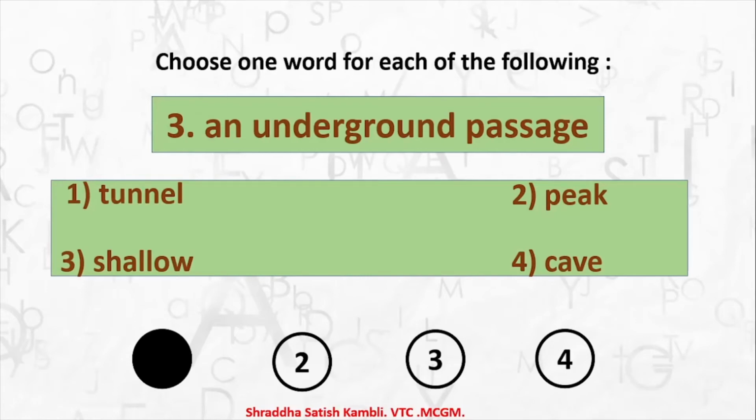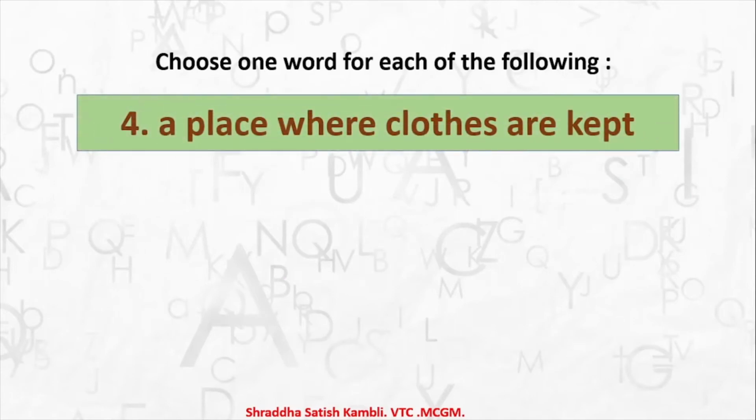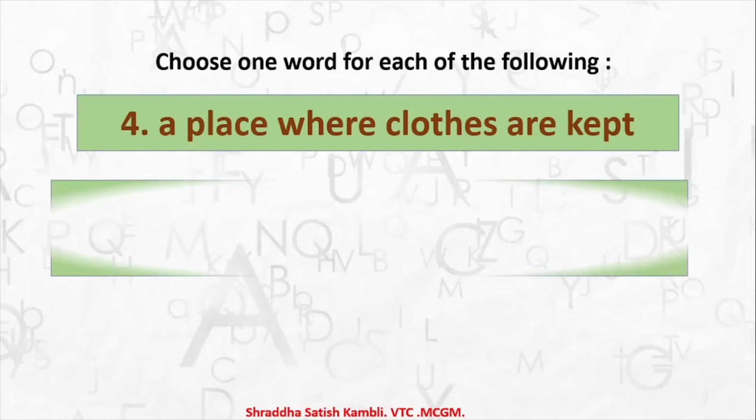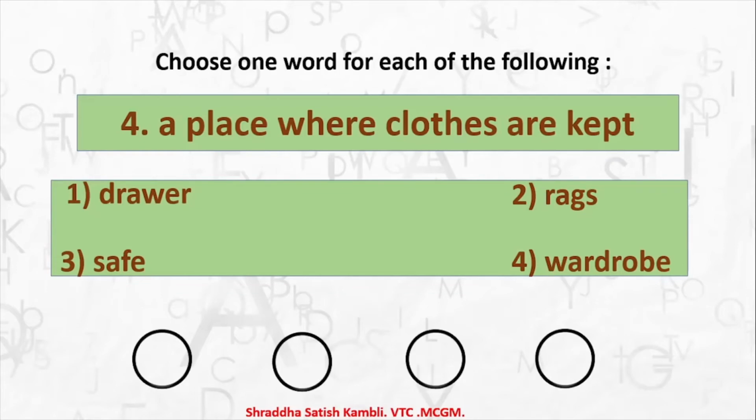Coming to example 4, a place where clothes are kept. So what is a place in which you keep your clothes? Is it a drawer, number 1, rags, number 2, safe, number 3, or 4, wardrobe? So where do you keep your clothes? Clothes are usually kept in a wardrobe. Now some people put clothes in the drawer also, but that is not the right place to put your clothes. So the place where you put your clothes is actually called a wardrobe.